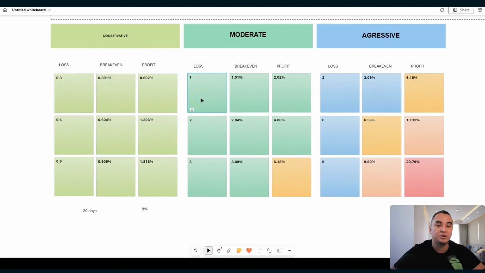Now let's go to the moderate. And now I will have a 1% drawdown per position or per day, let's say. So if I lost 1%, to get back to break even, to 0, I would need to make 1.01. The difference is only 0.01%. That's once again very achievable. And to get back to that profit, 2.02. Now for 2%, 2.04 and 4.08. The difference is only 0.08.